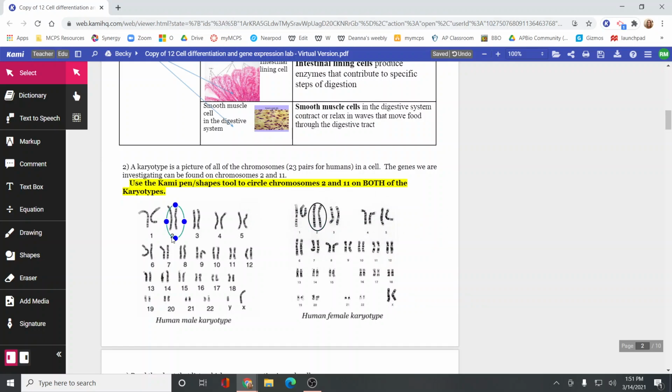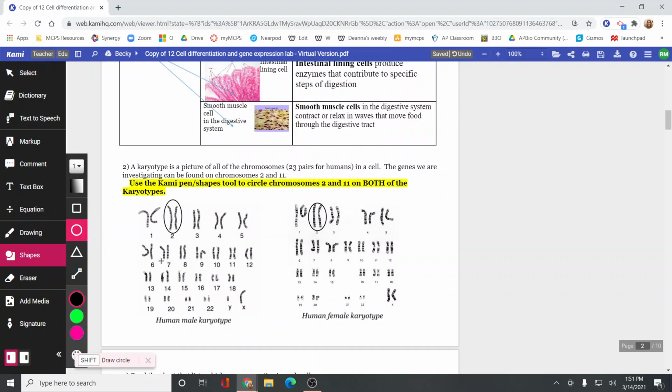And then I'm also trying to circle chromosome 11. I understand that this is a pain. Do your best. It's okay if it's not perfectly on there. So shape, circle, chromosome 11.